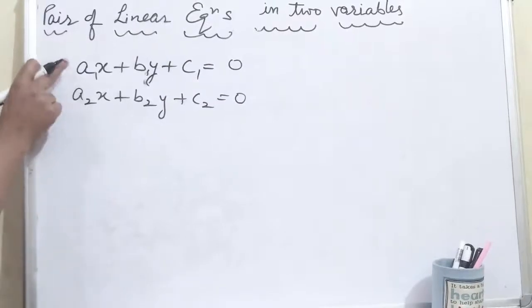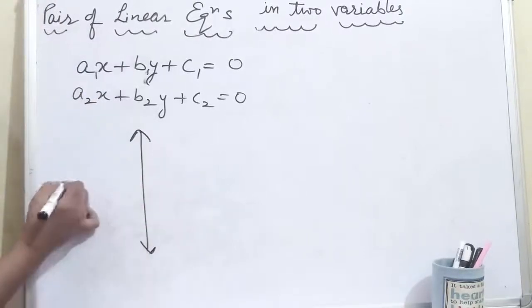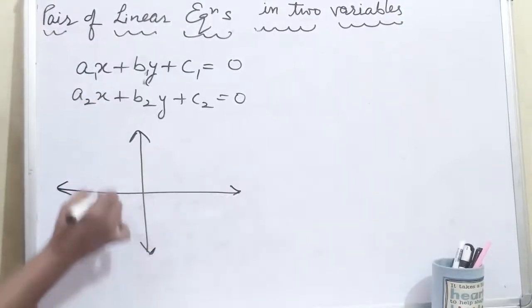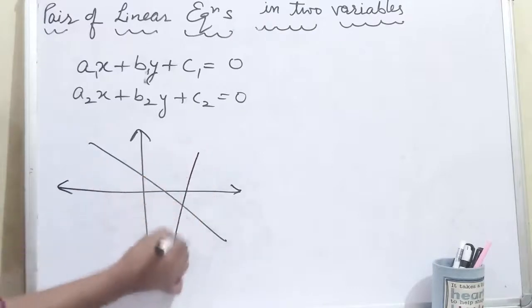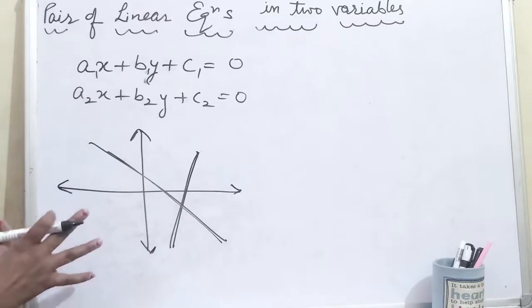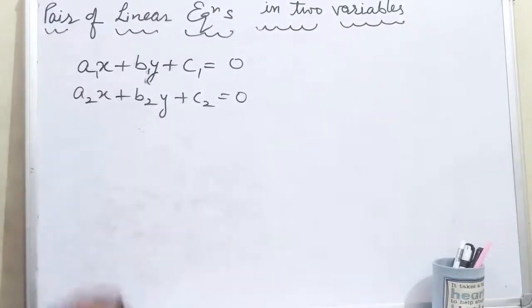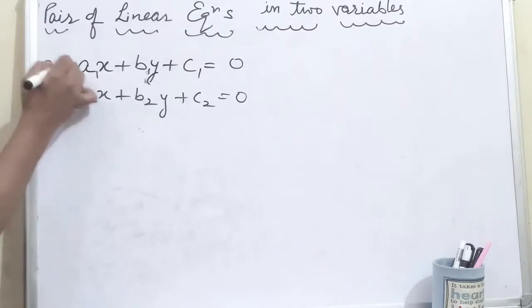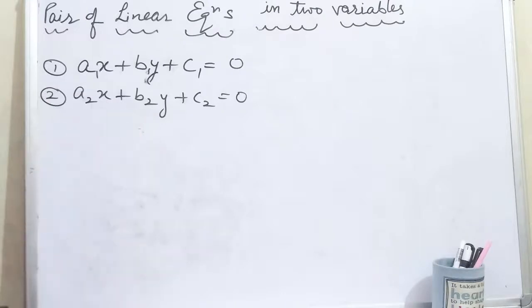Now if I want to plot the graph of this kind of equation, a linear equation, on the graph I always get a straight line. So a first straight line with this and a second straight line with this. But in how many shapes can we get these two straight lines? Suppose I get a straight line from the first one and a straight line from the second one. How many possibilities are there?